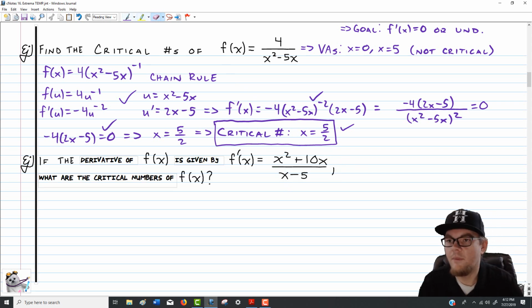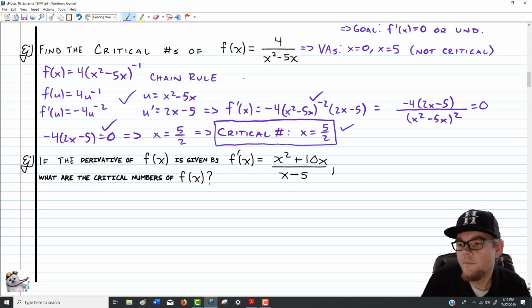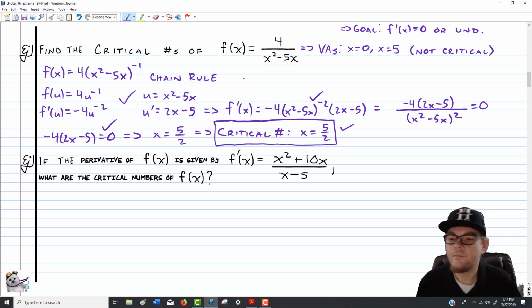Likewise, another way this question could be asked that throws a little bit of a wrinkle in there is you could ask the question from a different starting point. It says, if the derivative of f of x is given by f prime of x equals that expression over there, what are the critical numbers of f of x? In this question, we don't necessarily have enough information to know for sure what's happening on the original function. Theoretically, something else could be happening that contributes a little bit. But as I look here, it looks to me like we once again have a vertical asymptote at x equals 5.